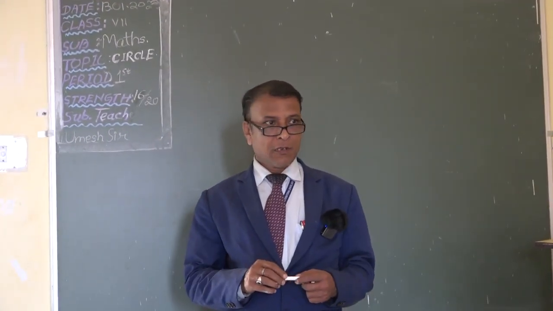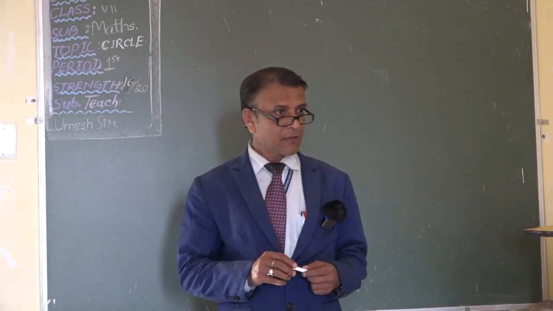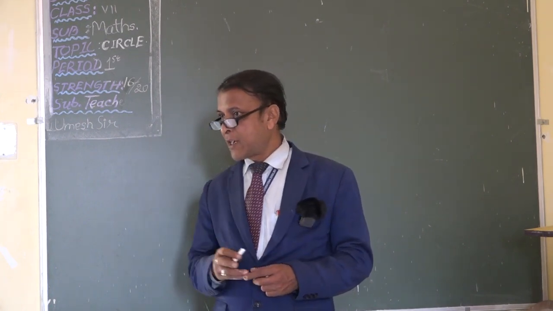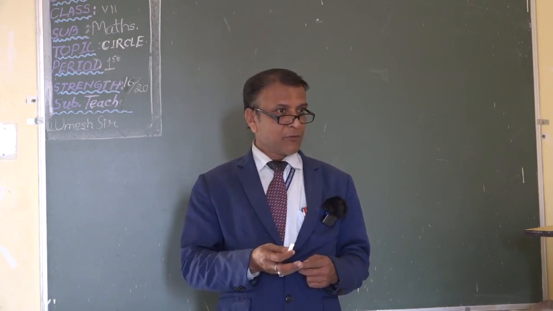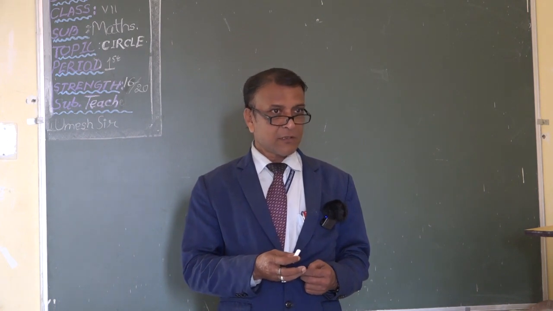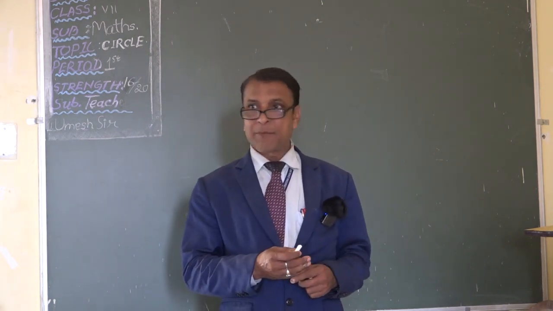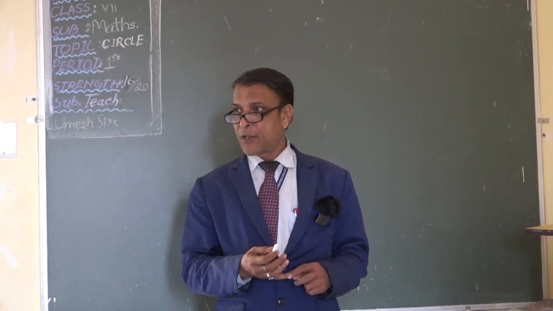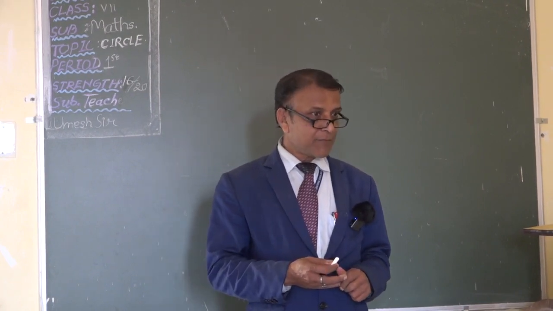So, yesterday, means last class, we were continuing that area and perimeter of circle. Previous to yesterday's class, we already finished the area of a rectangle, area of a square, area of a triangle, area of a rhombus, and now we are studying area of circle.